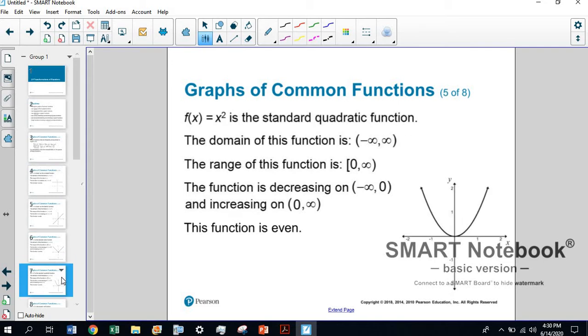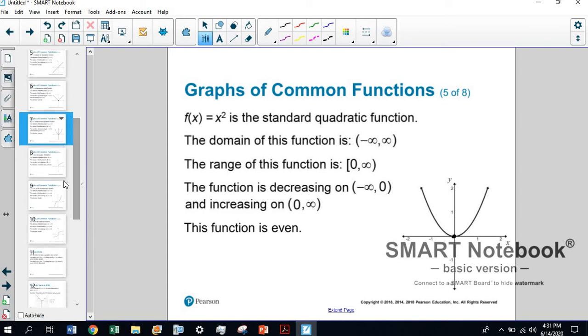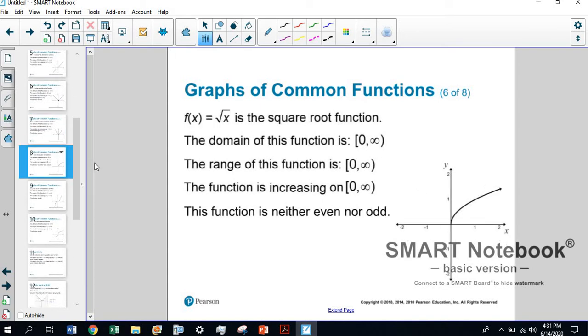X squared, your basic quadratic function, it gives you a parabola, and this parabola has a vertex at 0, 0. All real numbers is the domain once again, and the range is non-negative numbers again from 0 to infinity, including 0. The square root function is half of a parabola on its side, so it starts at 0, 0 and climbs up and starts to level off as you move to the right. The domain is non-negative and the range is non-negative numbers.